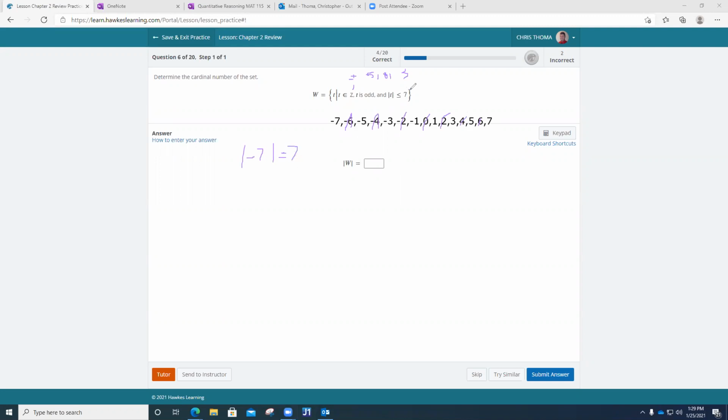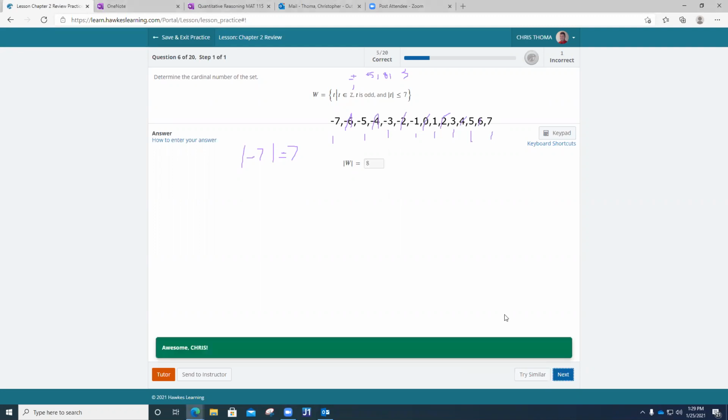Right, so it doesn't say it takes it out. It's just saying if that number makes it true. And -7 does make that true because it's less than or equal to 7. So therefore it counts. Cardinal numbers: how many are in the set? So I start counting. I got 1, 2, 3, 4, 5, 6, 7, 8 answers. So our answer should be 8. And it is. All right, so break it apart in pieces and then start taking out what does not count.